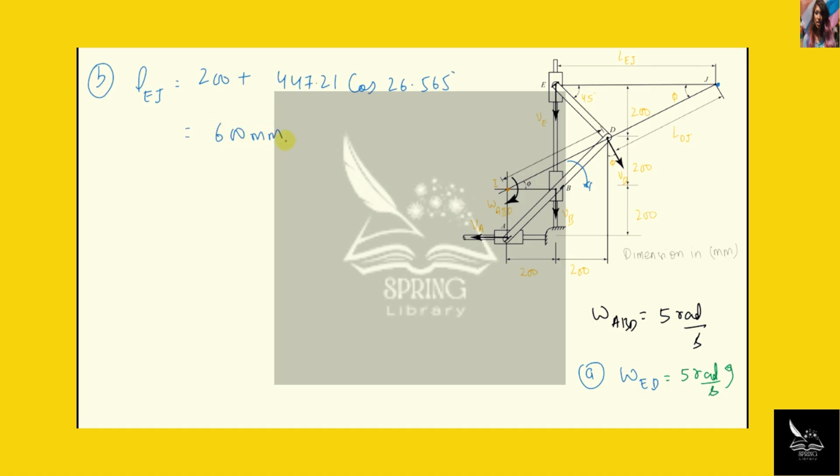Now the velocity VE will be equal to LEJ times omega DE. This distance is 600 millimeter times omega DE, which is 5. We're going to solve this and we'll get the value as 3000 mm per second. This is the velocity VE, and the direction would be downward. So this is the answer for the B part.